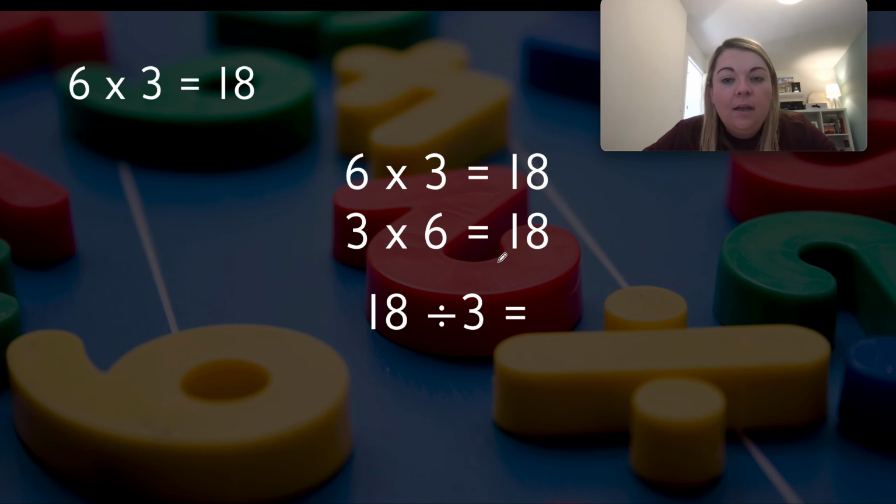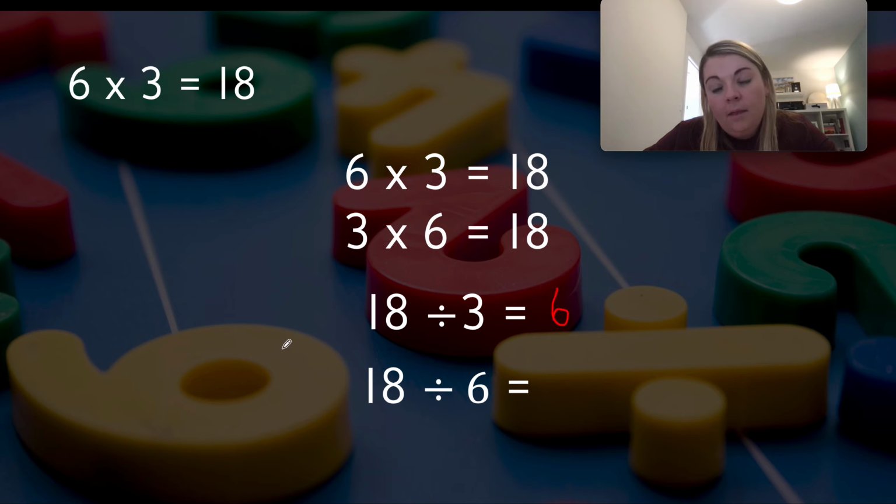So if I've used up my 18 in the sum and I've used up the 3, 18 divided by 3 is going to be 6. 18 divided by 6, so 6 times what is 18? Well, 6 times 3 is 18. So division means shared by, so it's like 18 sweeties shared by 3 people. And we can use the multiplication question to help us work that out.